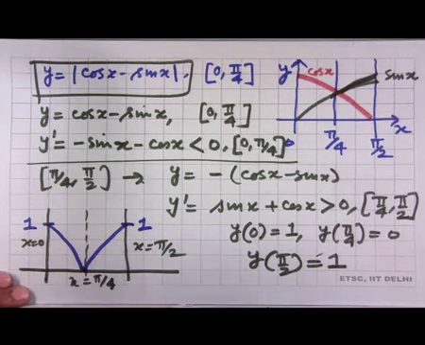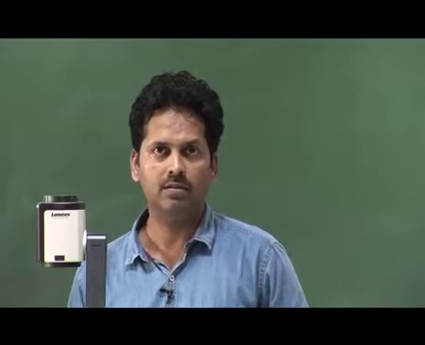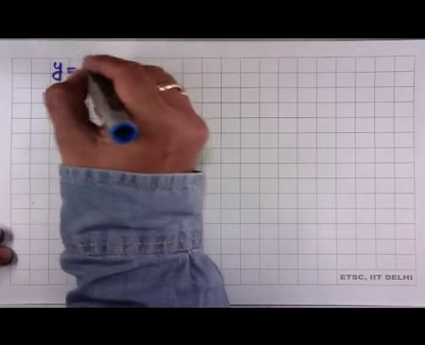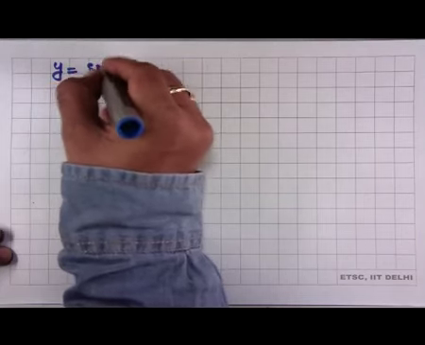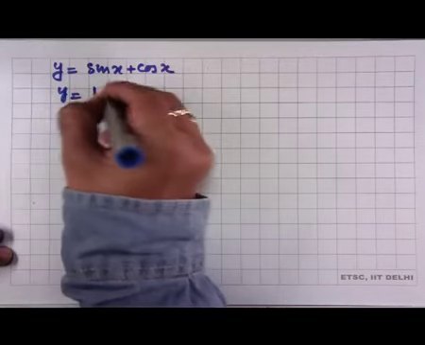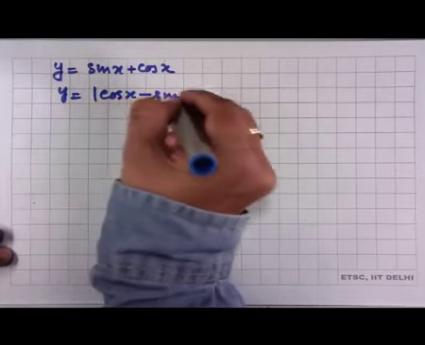Now let us plot both the curves on a single Cartesian plane, so that we can realize what the area is. So y equals to sin x plus cos x, and y equals to mod of cos x minus sin x.